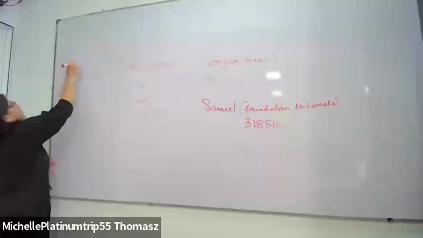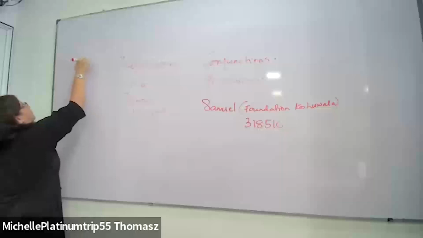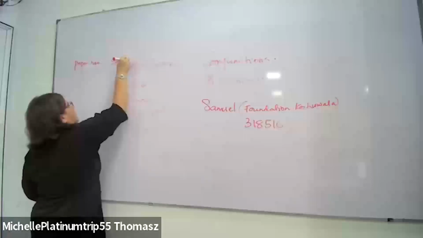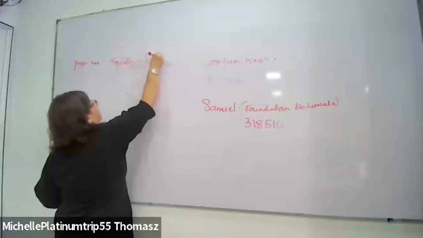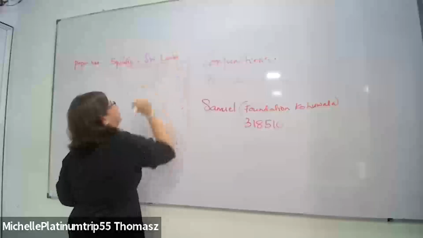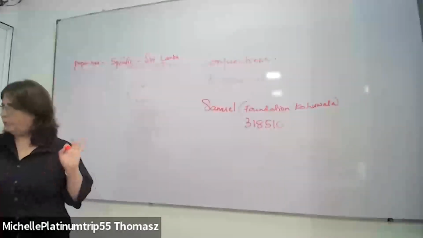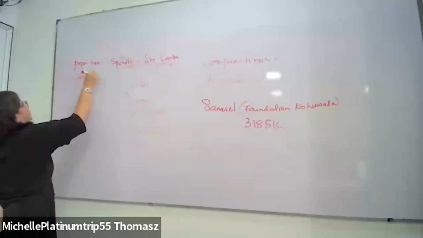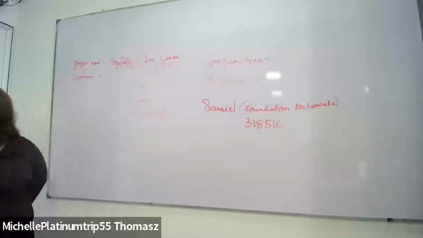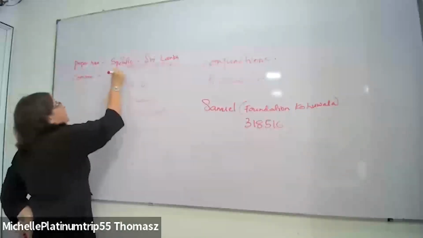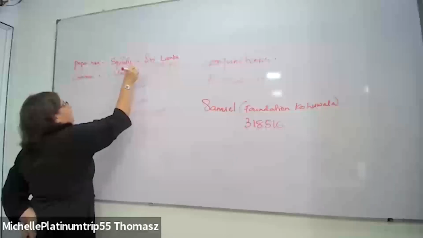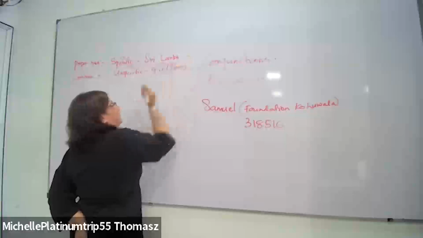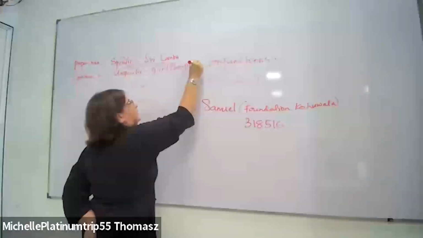You have a proper noun, given to something specific. For example, Sri Lanka. Then you have a common noun, given to unspecified things, right? Unspecific. Girl, boy, fruit, flower.